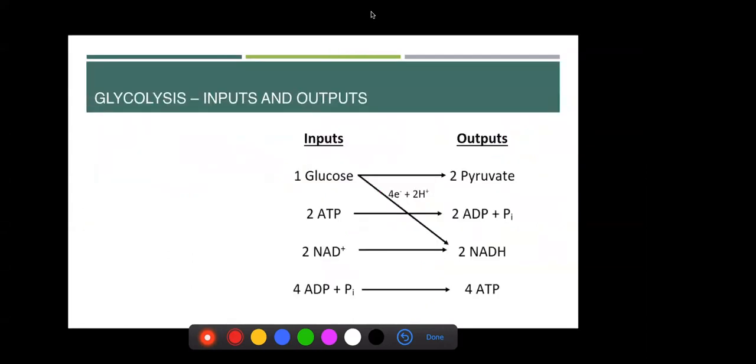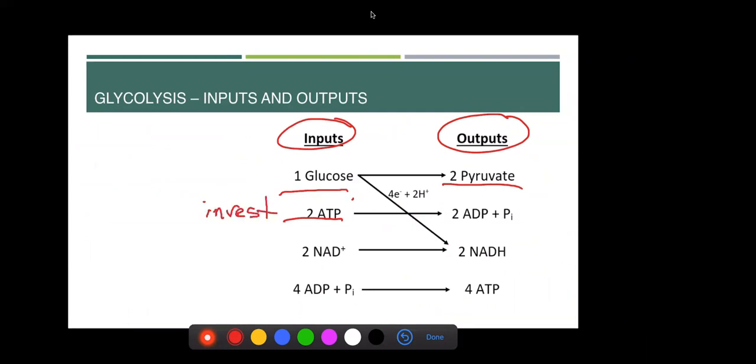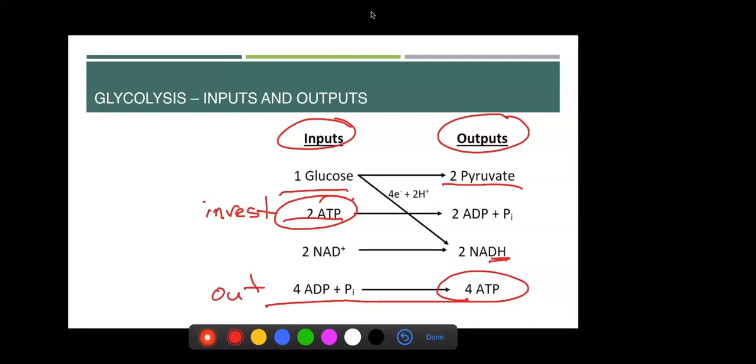So here is where she goes into her inputs and outputs. We put in the glucose, we got out the 2 pyruvate. Like I said, we have the 2 ATPs we put in, that was our investment. This is what we got out. We put in that and we ended up with 4. So because we had put in 2, our profit was only 2. We put in 2 NAD pluses. Remember, those are our electron taxi cabs. They pick up those hydrogens, which carry protons and electrons.